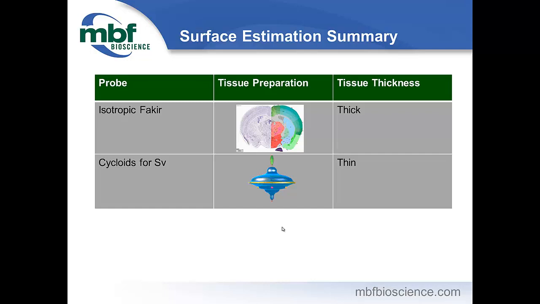Yep. So you want to minimize your shrinkage as much as possible, because we know that the Z shrinkage is greater than XY shrinkage when you're preparing tissue sections. So bear that in mind, and be prepared to present your data as a post-processing estimate.